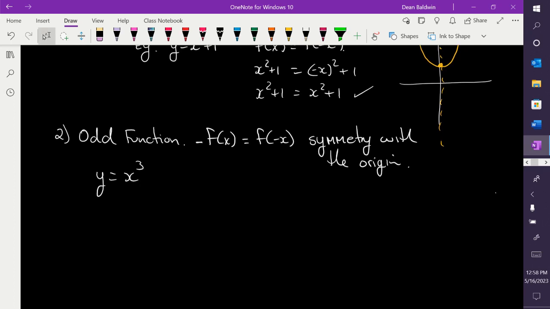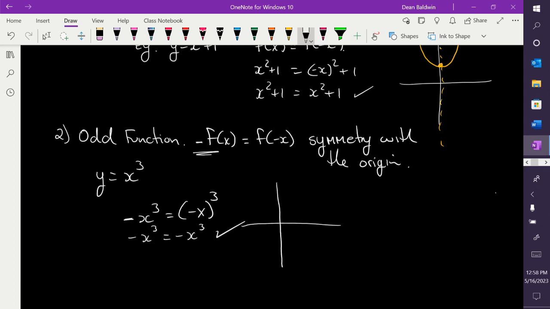So we go, okay, is this function odd? That's what we're going to ask ourselves. Negative of the function, so negative of x cubed, does that equal f of negative x, negative x all cubed? What happens if you cube a negative? You get a negative. So we end up with negative x cubed is equal to negative x cubed. Therefore, we know it's odd. Which, if you know the graph of x cubed, looks like this. You can see it has symmetry across the origin.